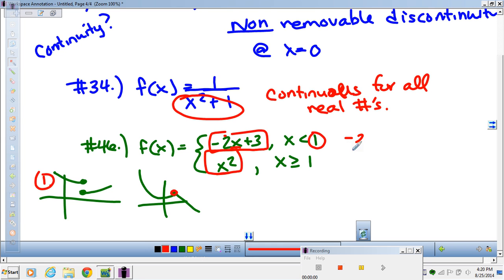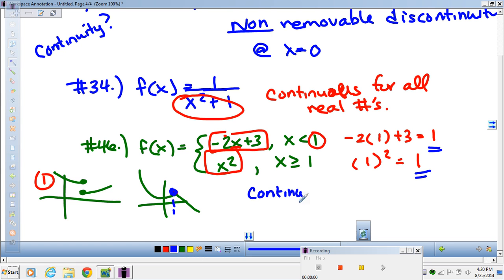In the first equation, negative 2 times 1 plus 3 equals 1. And if I plug it into the other one, 1 squared equals 1. And lo and behold, they are the same, therefore they meet at the same spot right here. Like here's 1. They meet at the same spot, so this is continuous for all real numbers.